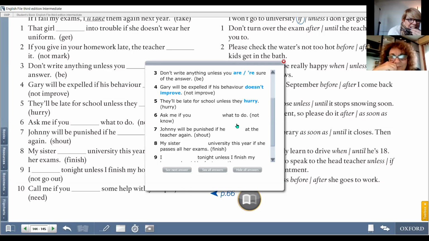Okay, Olga. Ask me if you don't know what to do. Actually, this is a verb that you are using very frequently when you're making conversation, but you probably don't realize that it's a conditional.